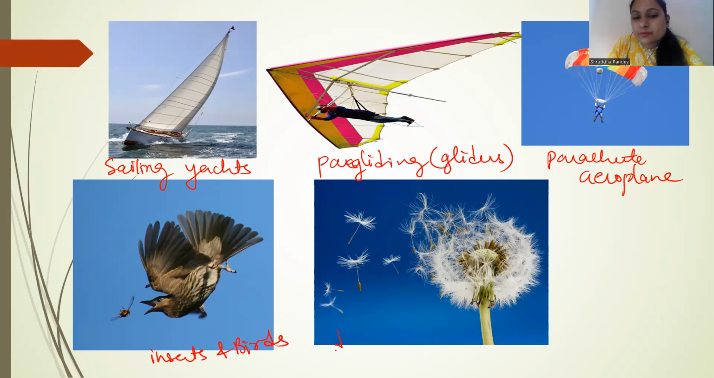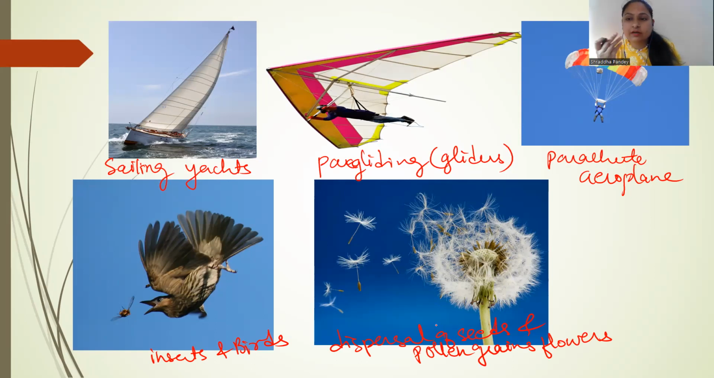It also helps in dispersal of seeds and pollen grains from the flower. So there are different uses of air which we experience in our daily life. And before also we have mentioned some examples where we experience the air in different situations. So this was about the lesson, air around us.